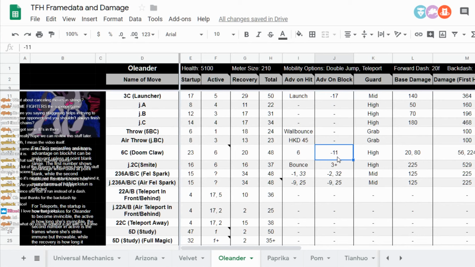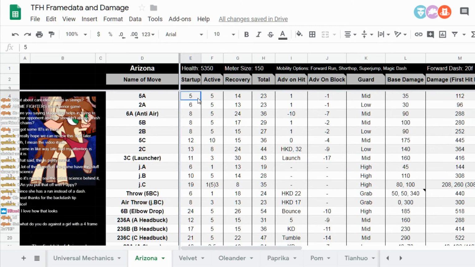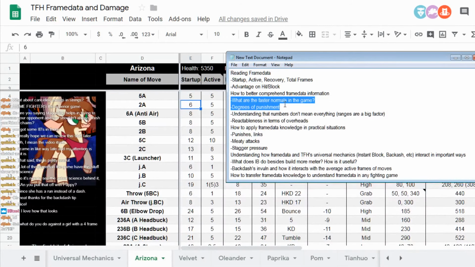The important thing is to look at moves that can't be canceled on block. So, for example, Oleander's Doomclaw. She can't cancel it on block. She's always minus 11. Like, if she does 5C, she's not always minus 6. She is if she doesn't do anything afterwards, but she can also cancel it into other stuff and frame trap you, which is part of that whole mix-up I was talking about earlier. But if she does launcher, she can't cancel into anything else. You are guaranteed to hit her if you're in range for a normal to hit. So, that's what we're talking about with that.